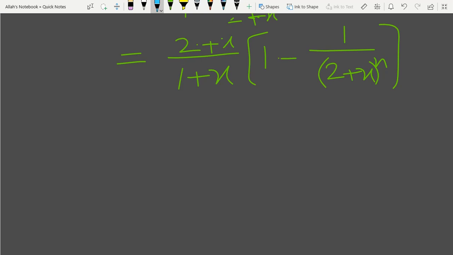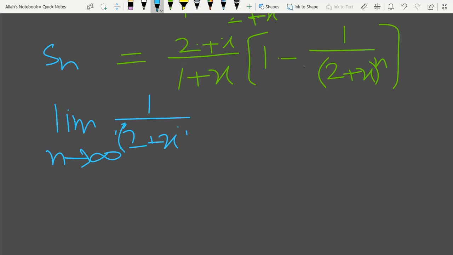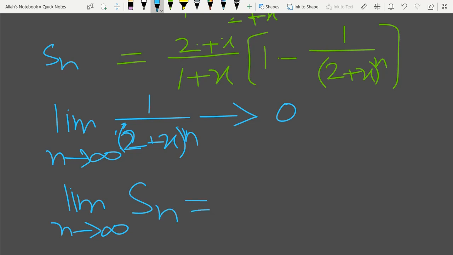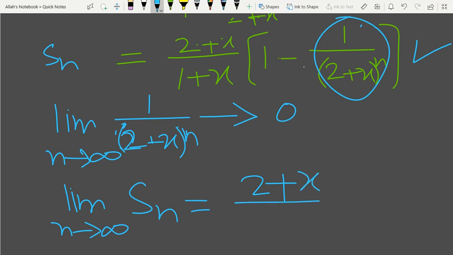After applying the limit as n approaches infinity, 1 over 2 plus x raised to the power n will converge to 0. So the limit as n approaches infinity of Sn is equal to, since this term becomes 0, our answer is 2 plus x divided by 1 plus x.